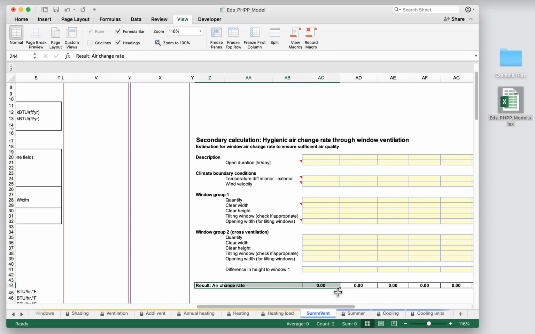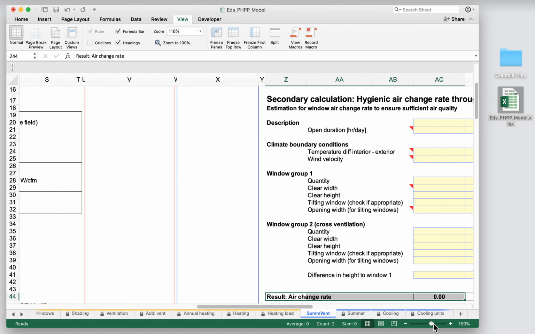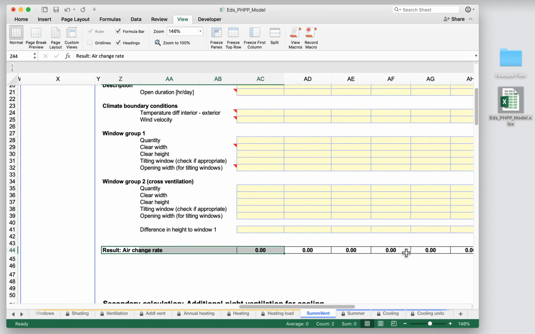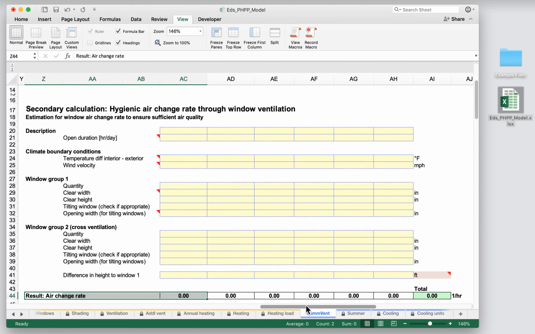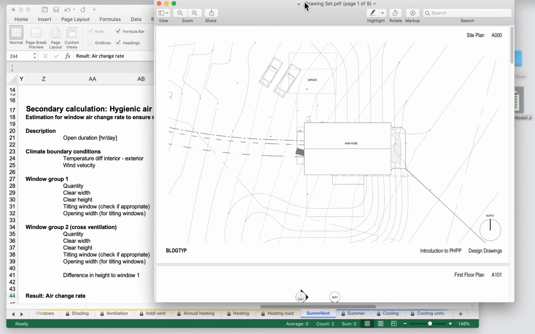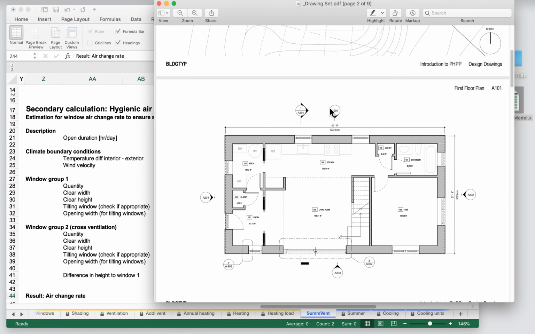Okay, so let's go through this one piece at a time. Let me zoom in a little bit here so that we can see this a little better, and we'll enter some information one bit at a time. All right, so let's say we want to model a first bank of windows. Let me bring up my floor plan here, and let's model some operable windows. Let's see what's a realistic assessment for air exchange through the windows as designed in this project.